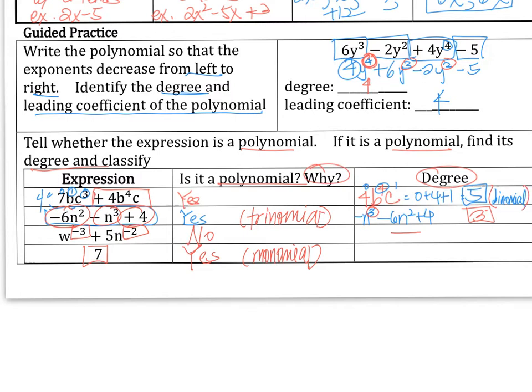Okay, so binomial, trinomial, monomial. And for this case, it's 7 to the 0 power, so 0 will be your degree.